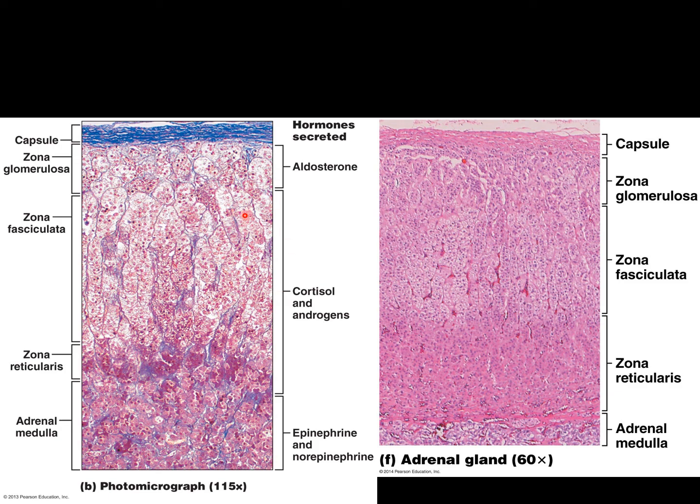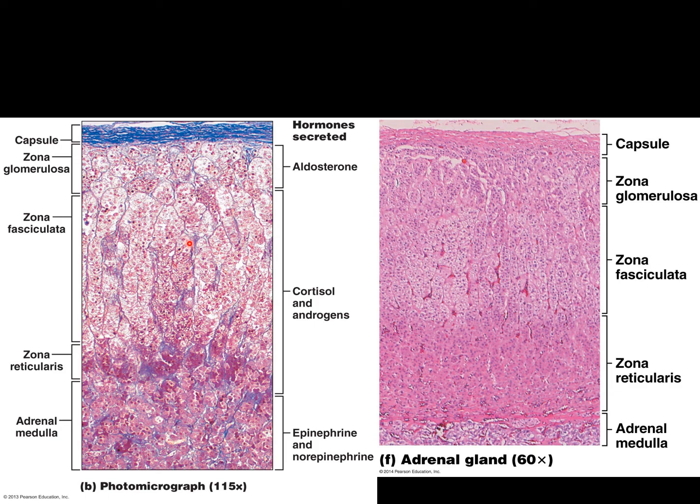Zona fasciculata helps us to regulate stress. It produces glucocorticoids. And the most common glucocorticoid zona fasciculata will produce is known as cortisol. So when we are stressed, we produce elevated levels of cortisol in order for us to handle that stress. Zona reticularis is the innermost zone of the adrenal cortex, and this zone produces sex hormones, specifically androgens like testosterone.